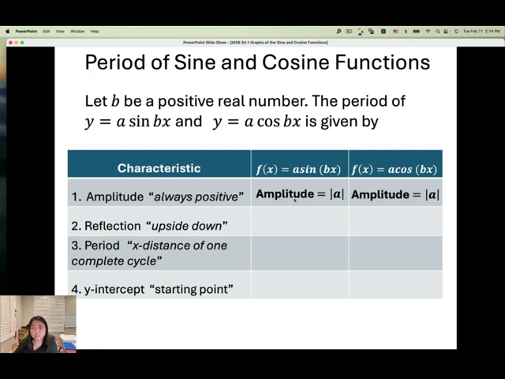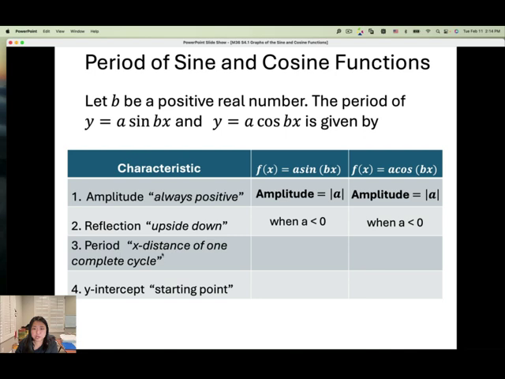So same idea with the sine and cosine. Reflection, upside down. If a is a positive value, that's no reflection, just like the previous example. But if a is less than 0, then yes, that's a reflection on it. Same idea for this guy.